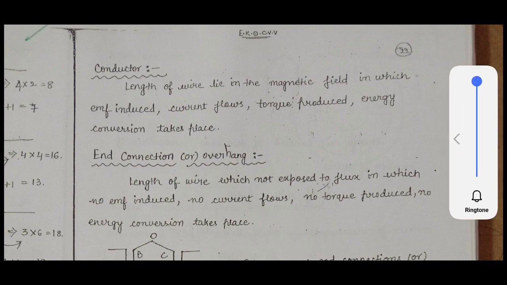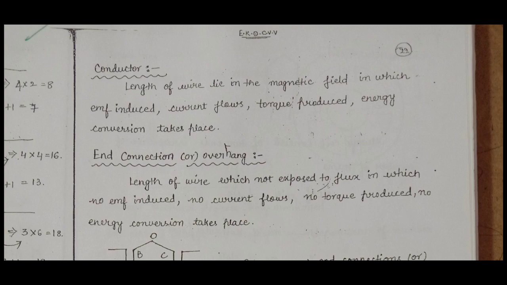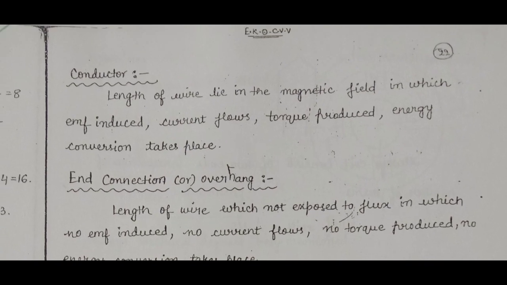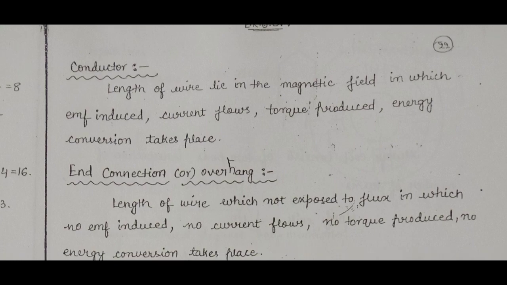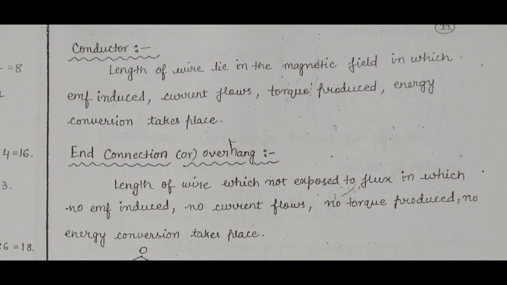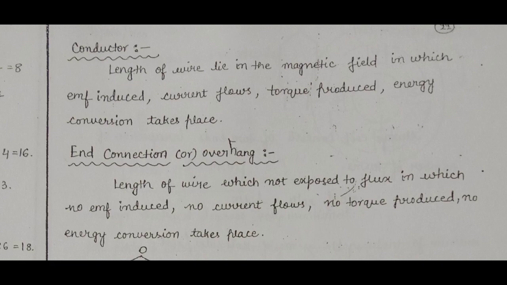The conductor is the first one. A conductor is the length of wire lying in the magnetic field in which EMF is induced, current flows, torque is produced, and energy conversion takes place. So it is the active part of a wire. The active part of the wire which is under the magnetic field is called the conductor.